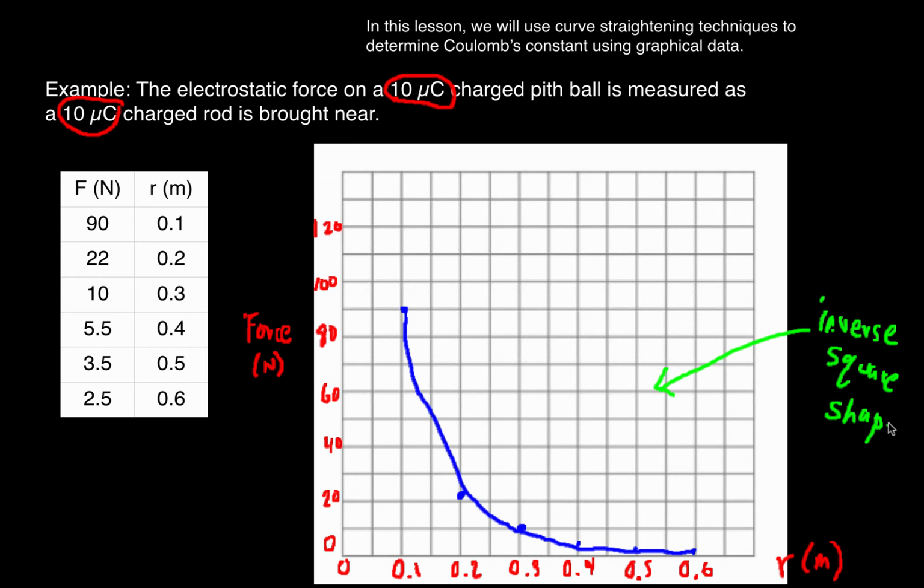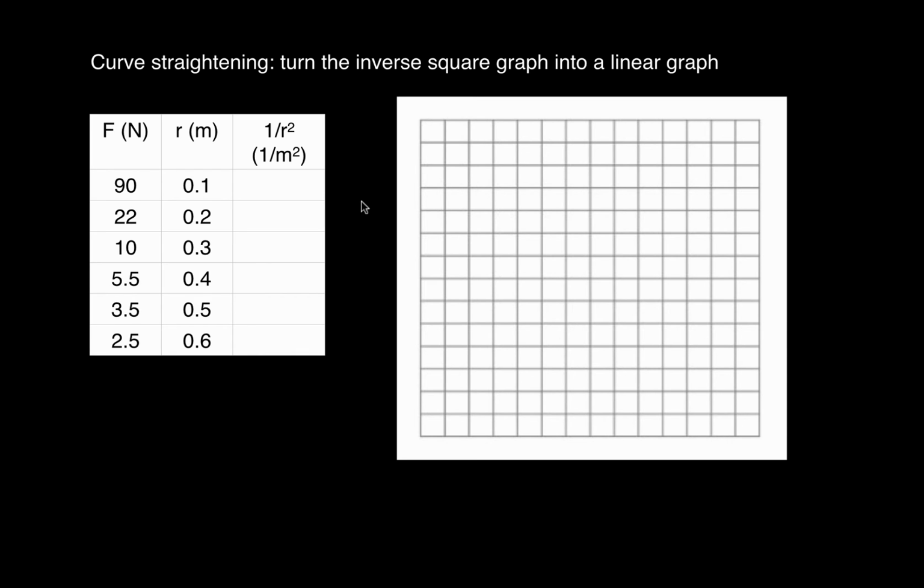There's not much we can gain from this graph other than recognizing the shape of the formula, but we can use a method called curve straightening to find out exactly how much it's dropping by and give us the value for Coulomb's constant. Curve straightening means that we take the inverse square graph and we turn it into a linear graph. To do this, we take the axis that the graph is curving towards and we inverse square it.